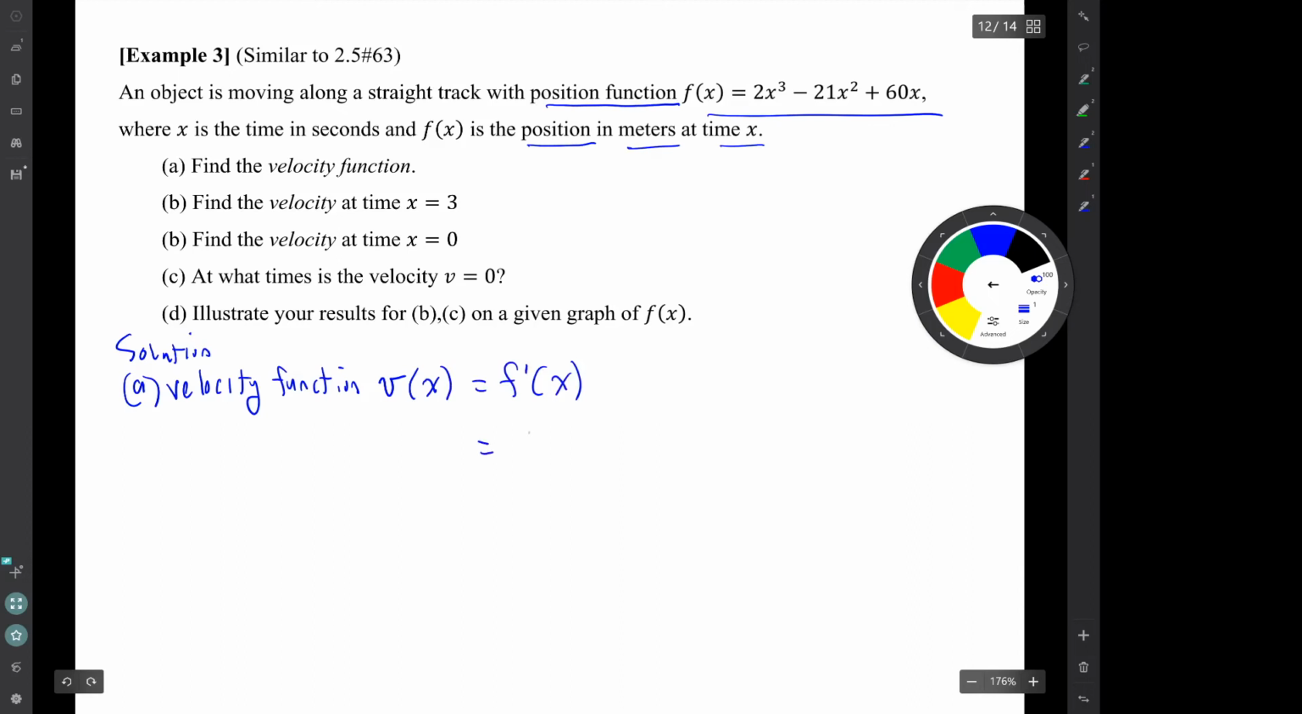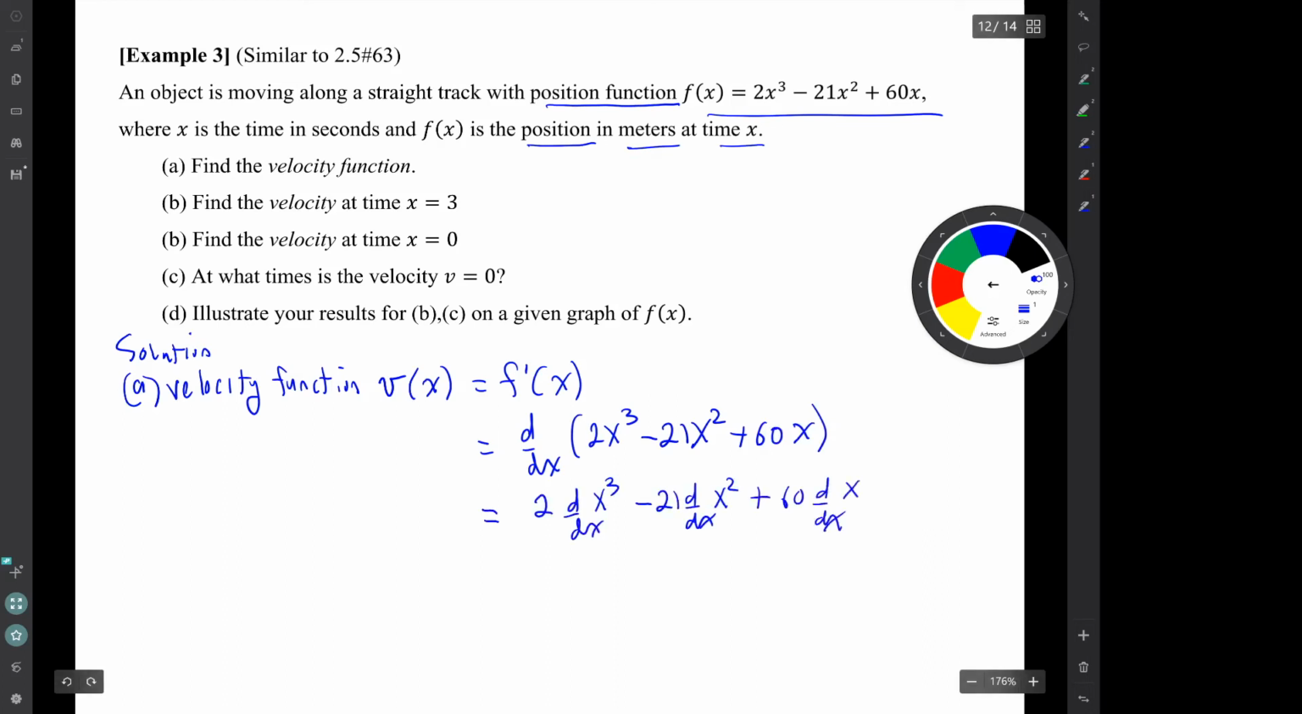So that means we're going to do the derivative of 2x cubed minus 21x squared plus 60x. So let's do this in stages. We'll use the sum and constant multiple rule. And then we'll use the power rule. First, we'll copy down the things that don't change.